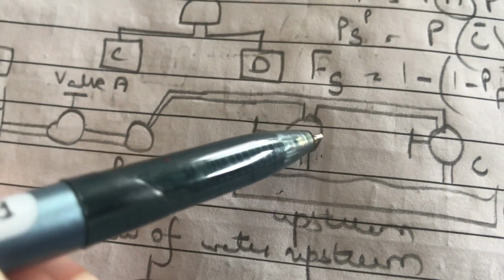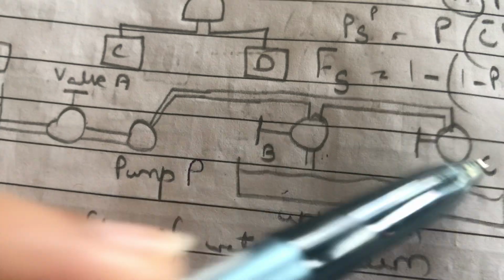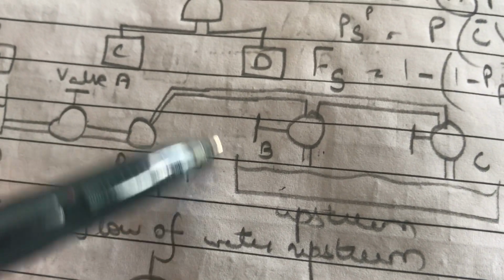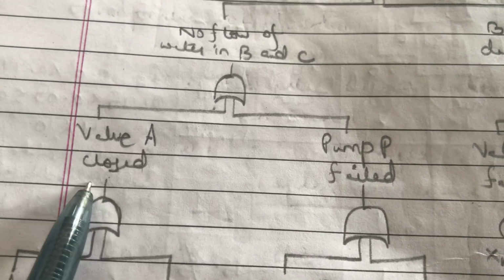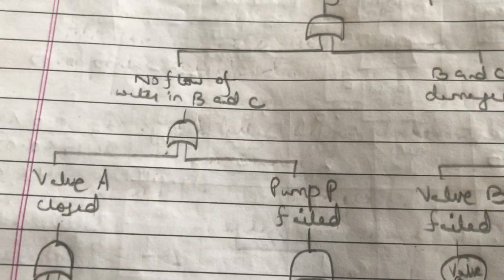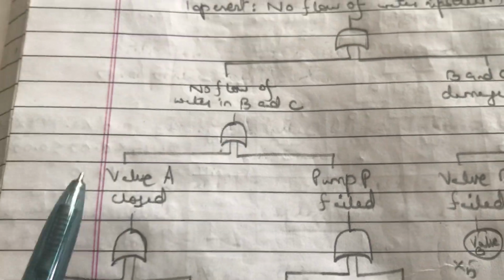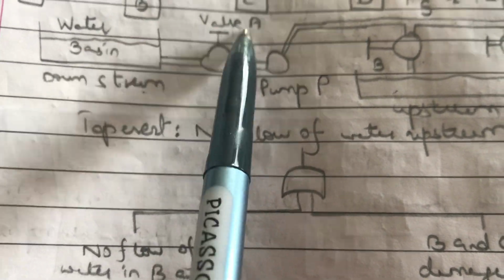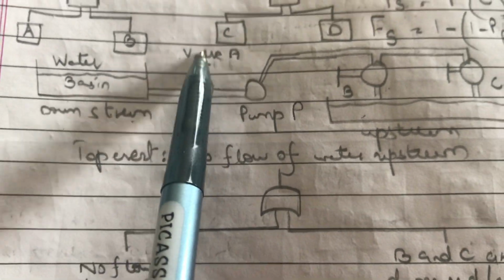Okay, so why is no water coming in B and C? Because either there is an error in valve A or there is an error in pump B. So that's why we say valve A closed or pump B failed. Now we have to define the possibility of getting this closed or getting this failed. Valve A closed.